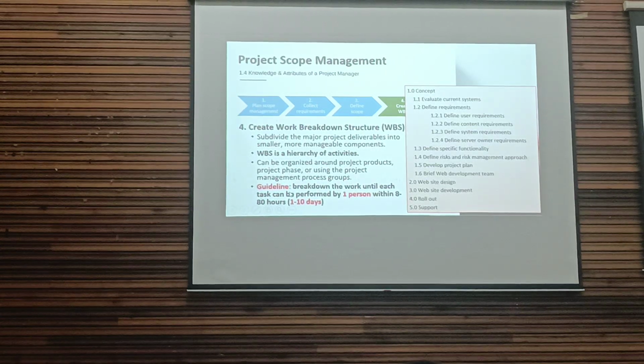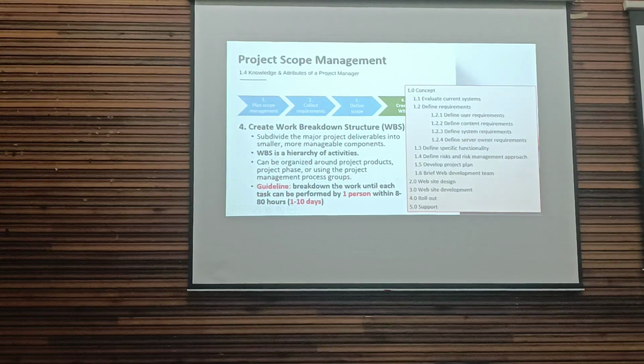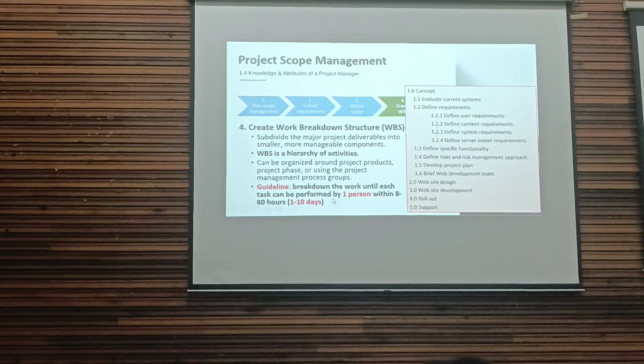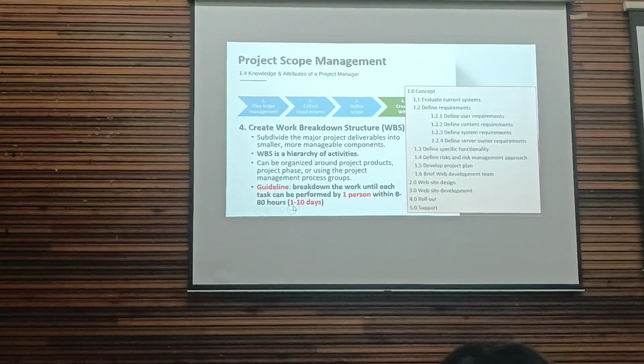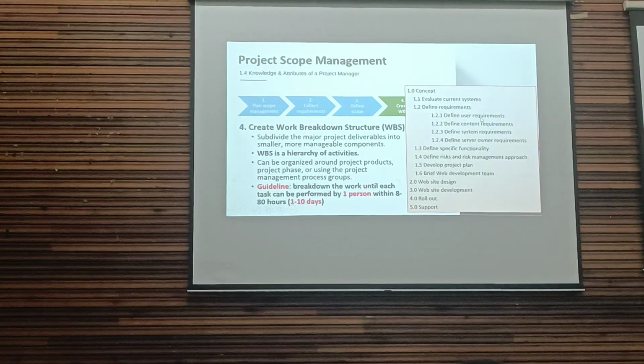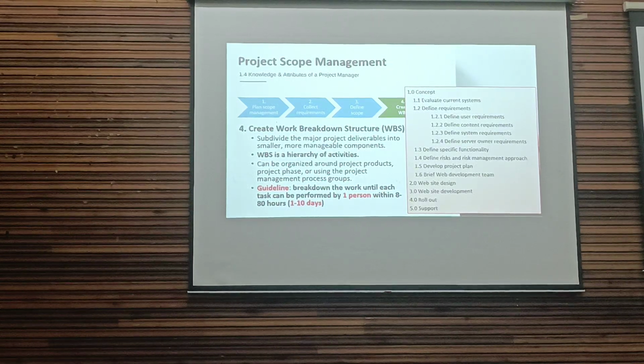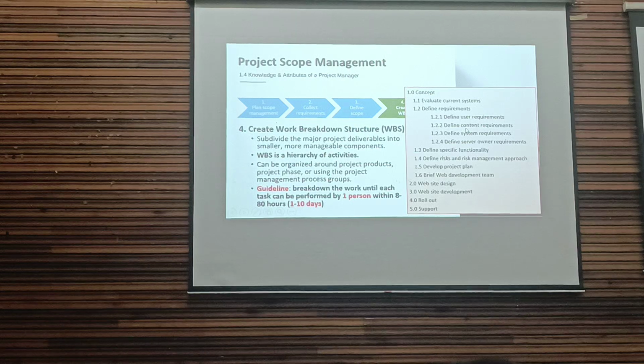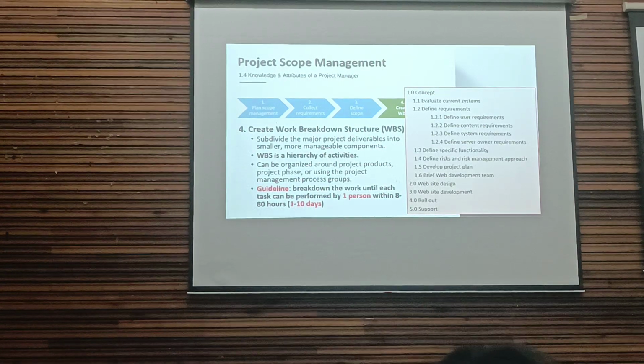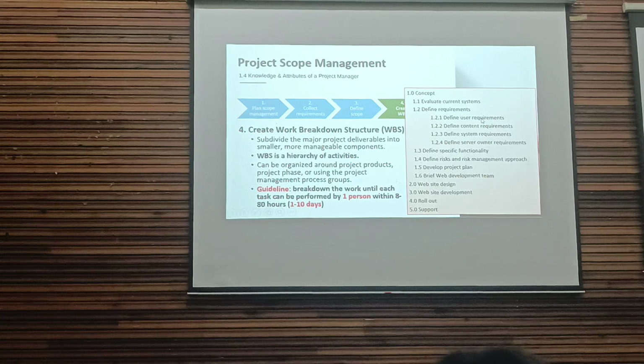So, guideline for creating a work breakdown structure: break down the work until each task can be performed by one person within 8 to 80 hours. 8 to 80 hours is equal to 10 days. If a task can be broken down further, you break it down further, until it cannot be broken down anymore. Each task is performed by one person, and the maximum duration for one task is 10 days.